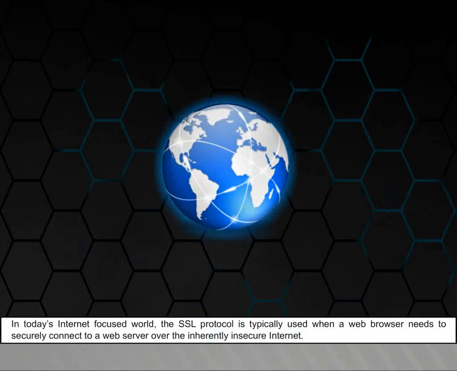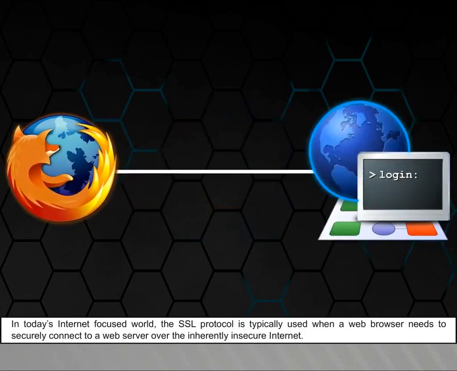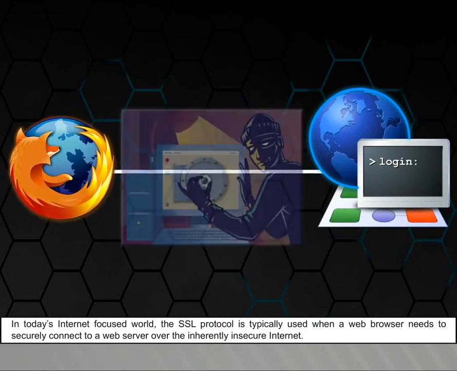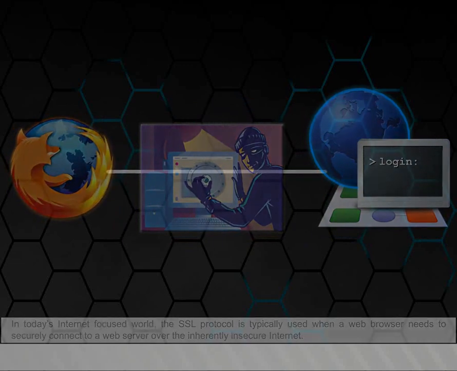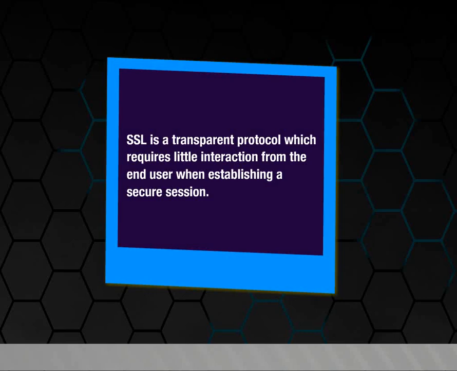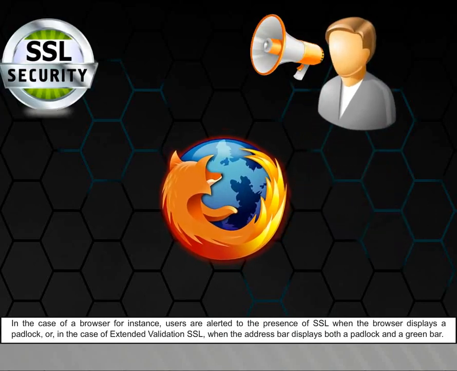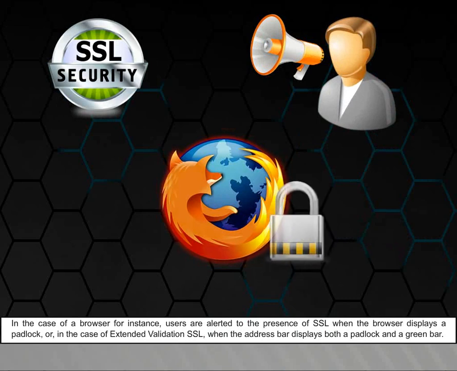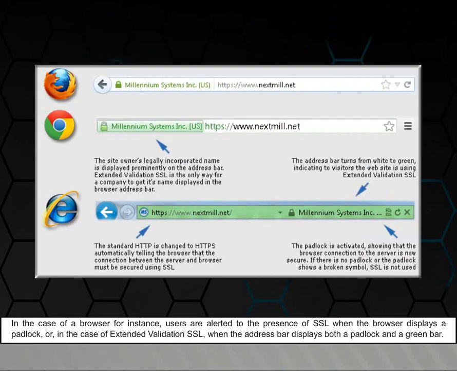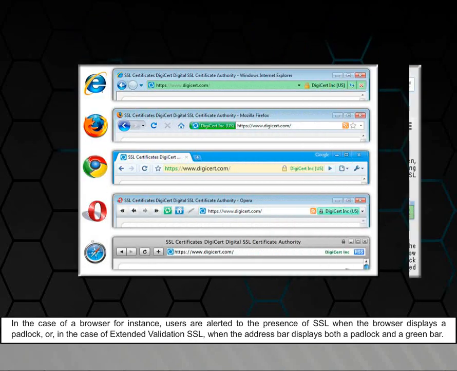In today's Internet-focused world, the SSL protocol is typically used when a web browser needs to securely connect to a web server over the inherently insecure Internet. SSL is a transparent protocol which requires little interaction from the end user when establishing a secure session. In the case of a browser, for instance, users are alerted to the presence of SSL when the browser displays a padlock, or in the case of Extended Validation SSL, when the address bar displays both a padlock and a green bar.